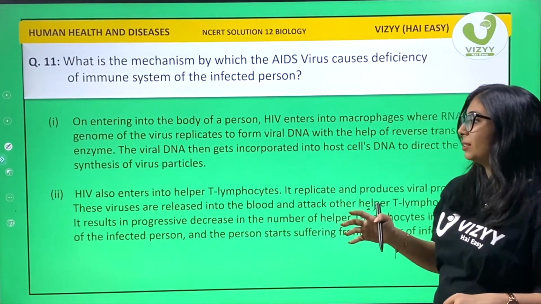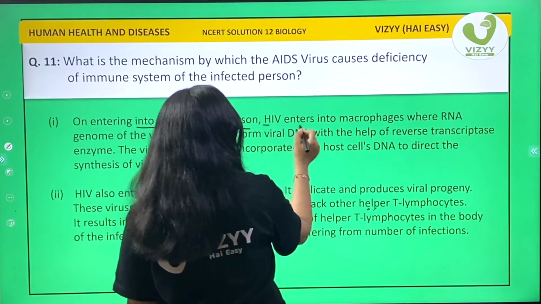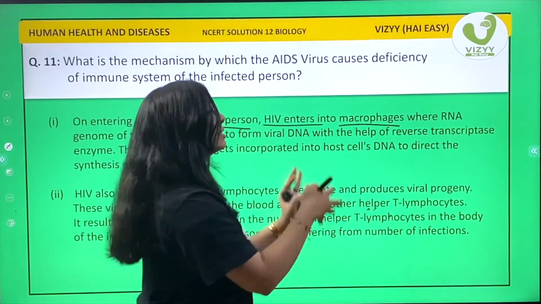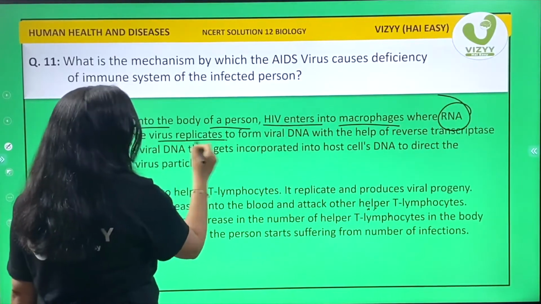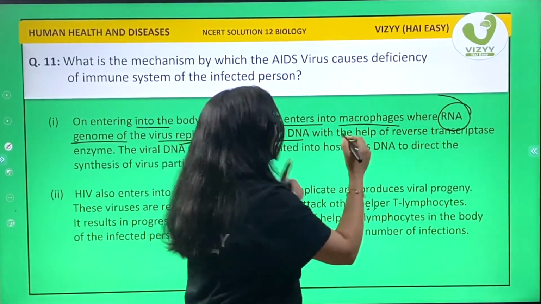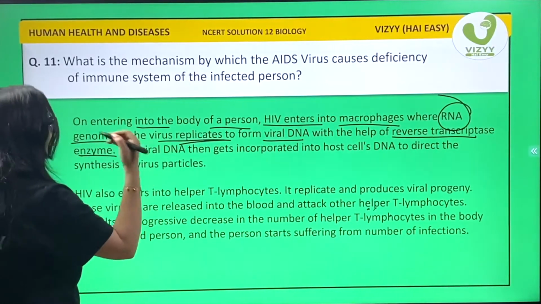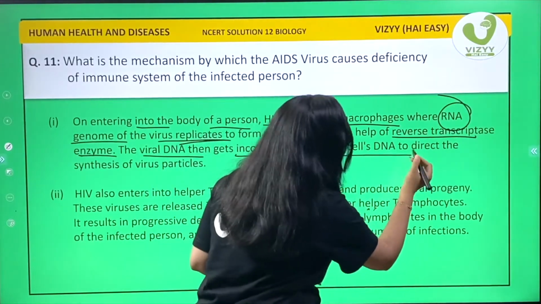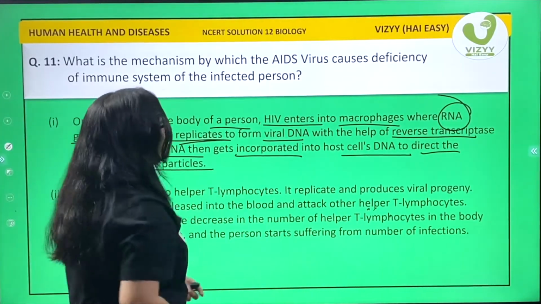So the answer to this is, on entering into the body of a person, HIV enters into macrophages. Now, macrophage is a place where the RNA genome of the virus replicates to form viral DNA. Now, this DNA, with the help of reverse transcriptase, will start multiplying. The viral DNA then gets incorporated with host DNA to direct the synthesis of the virus particles.